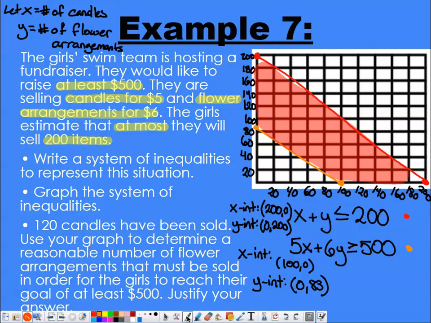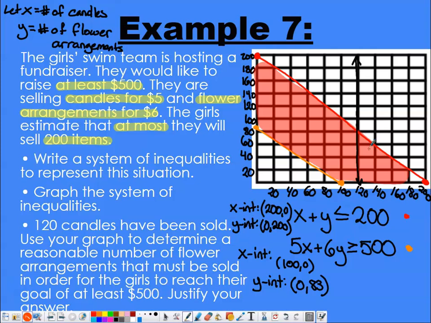That is going to be along the x-axis, which means we are interested in the points above this line right here. Here's 120. We're interested in the number of possible flower arrangements that could be sold to generate that money of at least $500. So I can pick any region that's in here, because it's greater than 120, but it's also still maintaining that less than 200 items.